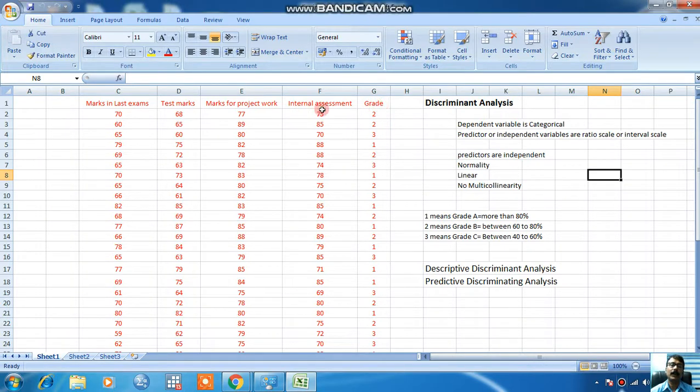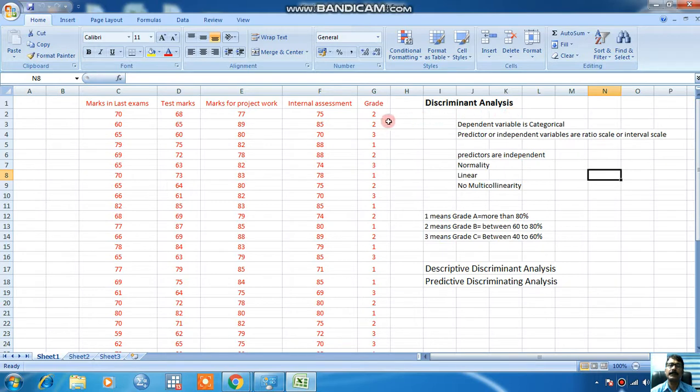This gradation is based on, suppose, marks in the last exam, that means class 9 standard, the test exam taken by the school of class 10 standard, the marks for project work, and the internal assessment by the teachers or schools. So these are independent variables and the gradation is the dependent variable.